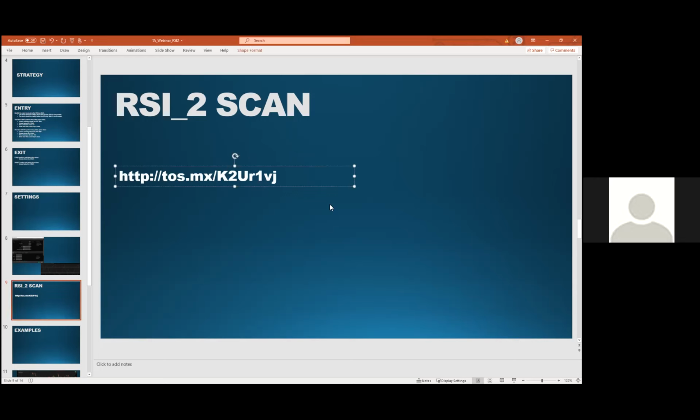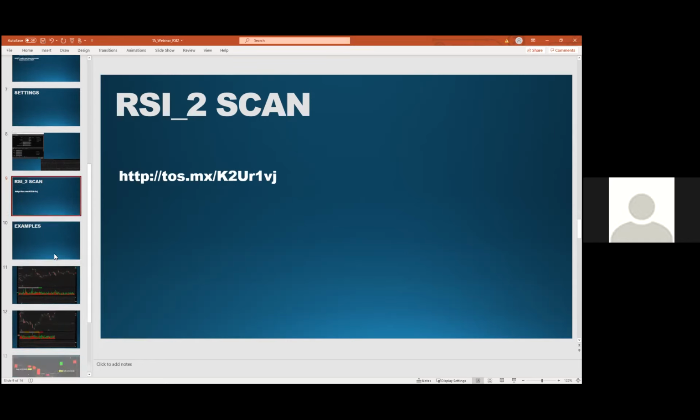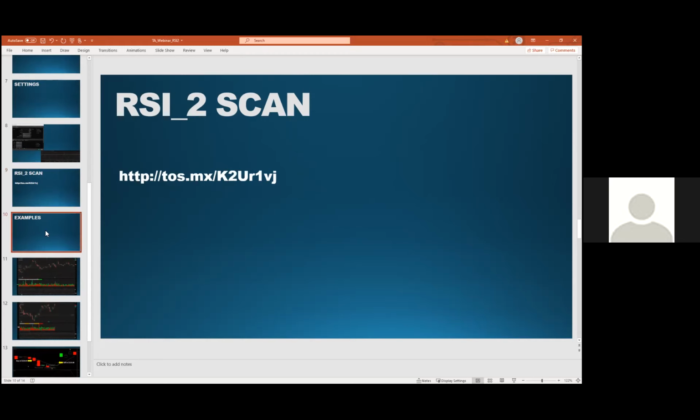So mark it down, and I'll post it on Zoom chat, or I'll post it on my channel too, this particular scan. So you can run the scan every day, on a daily basis, and take your calls or puts based off of the scan and what shows up in that.